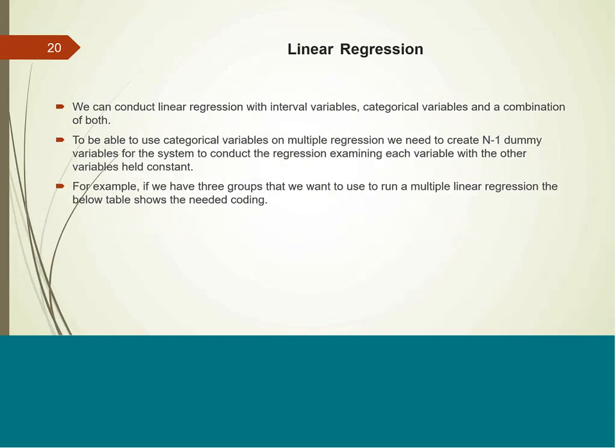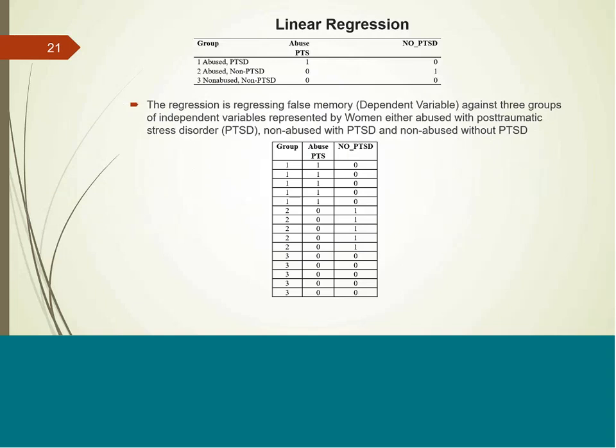So to be able to use categorical variables in multiple linear regression, we need to create n-1 dummy variables for the system to conduct a regression examining each variable with the other variables held constant. We're going to see an example in a second. For example, if we have 3 groups that we want to run a multiple linear regression on, the table below shows the needed coding. There you go.